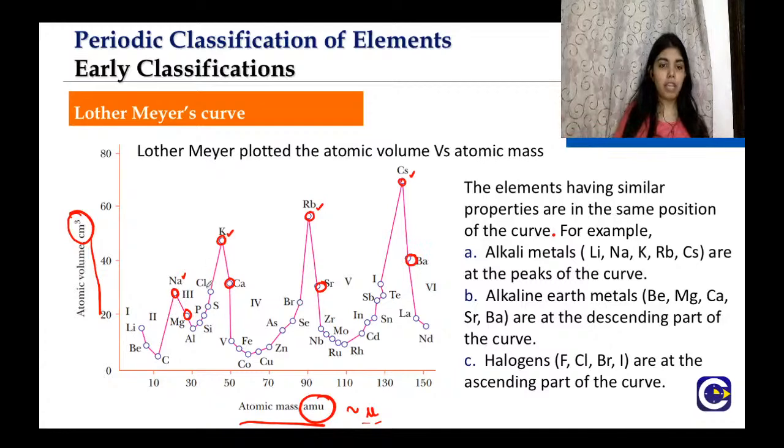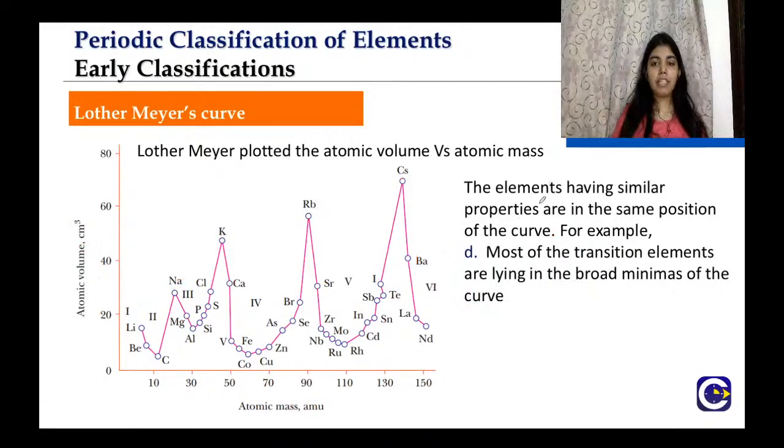And chlorine, bromine, iodine are on the ascending curve. As their positions are the same, their properties will also be the same. Can you see here that the alkali metals, sodium, potassium, rubidium, cesium, are at the peaks of the curve. Alkaline earth metals, magnesium, calcium, strontium, barium, are at the descending part of the curve. Halogens, chlorine, bromine, iodine, are at the ascending part of the curve. So these have similar properties within themselves.